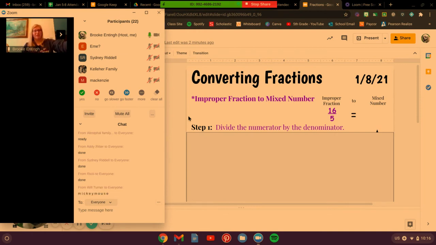So remember, Zoe, if I froze for you, what you're doing is you are writing out step 1, and then underneath step 1, you are going to divide the numerator by the denominator. So 16 divided by 5, you will have a remainder. Don't add a decimal. You will have a remainder. And then type ready or done when you are ready to move on.